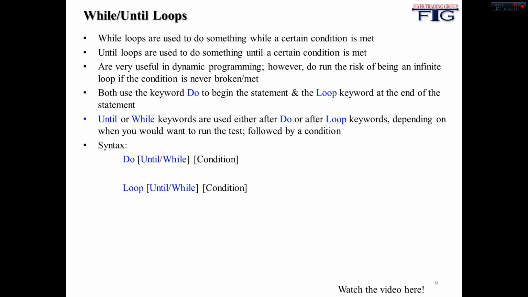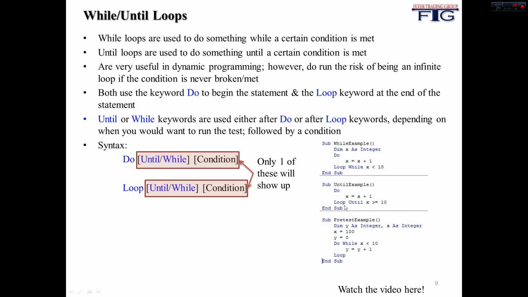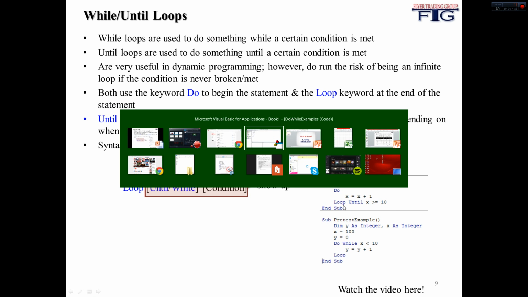So this is kind of how it will look, but just know that only one of these two will actually show up. If it's the one on the top, this is called a pre-test, meaning that we're going to be running this test before we execute anything within the loop. Now, if it's the one on the bottom, this is the opposite of a pre-test, called a post-test. Finally, we're going to go through these examples, and I'll show you what is up with these.